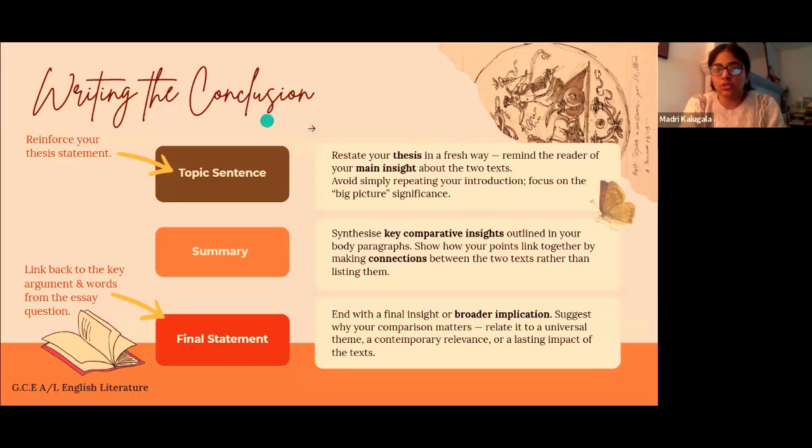So the conclusion also has a topic sentence. The conclusion's topic sentence is going to be a reinstatement of your original thesis statement. Remember, in your introduction, you wrote something: this is what I'm planning to do, this is what I'm attempting to do in this essay. Then by the time you come to the conclusion, you say, okay, I showed you all these points. Now my job is done. This is what I tried to say.